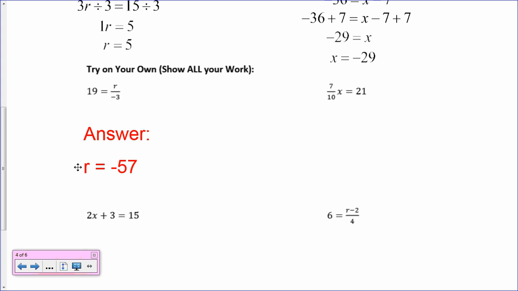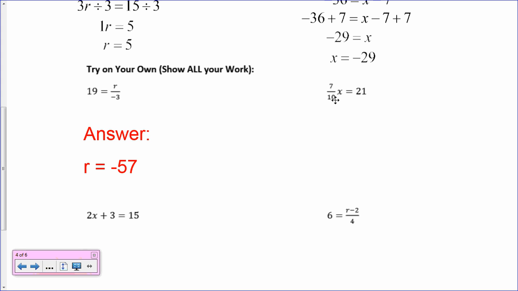And I can always check my answers, by the way. If I know what r is, I basically just came up with a substitution set for myself. So I can plug in negative 57 for r and divide it by negative 3, and I should get 19. Okay, so all I had to do is take my answer, plug it in for the variable, and then simplify both sides. I should have both sides equal to each other then. Okay, so that was an easy way to check your answer, and you can do that check in the calculator too. Just check them both on each side, and you should have the same number. Okay.